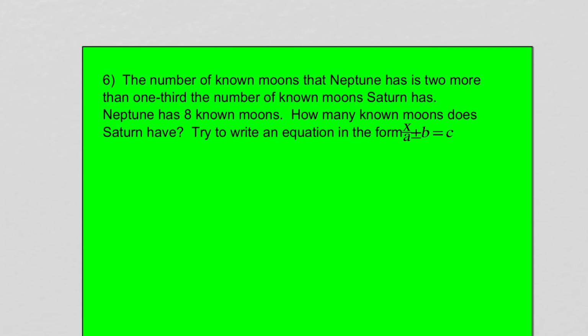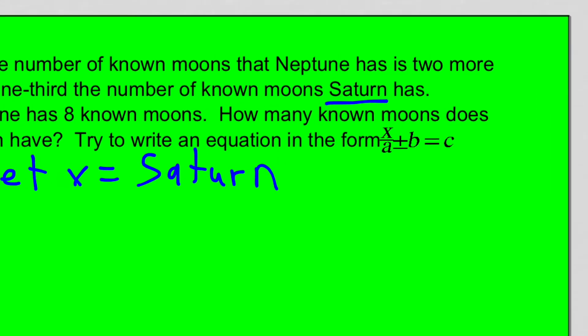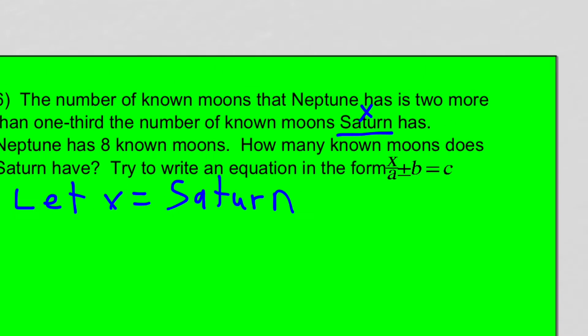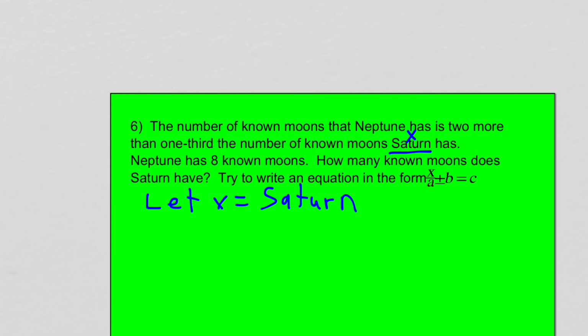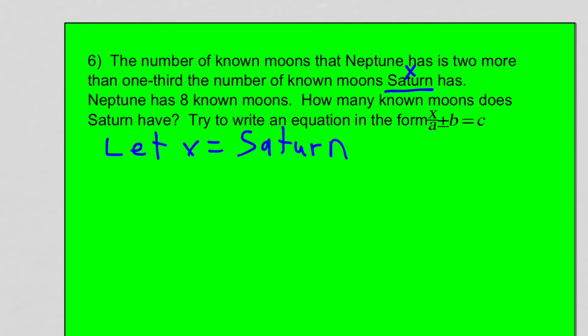Okay. So the first thing we want to do is identify the unknown. And the unknown is, let x equal Saturn. In this case, Saturn's moons. But we try to keep this short. So everywhere you see Saturn in the problem, think x. And now let's try to translate these English words into algebra numbers and symbols. The number of known moons that Neptune has. Okay, Neptune, it says in the problem, has 8 known moons. So we can write 8 there, and that's how we can start.